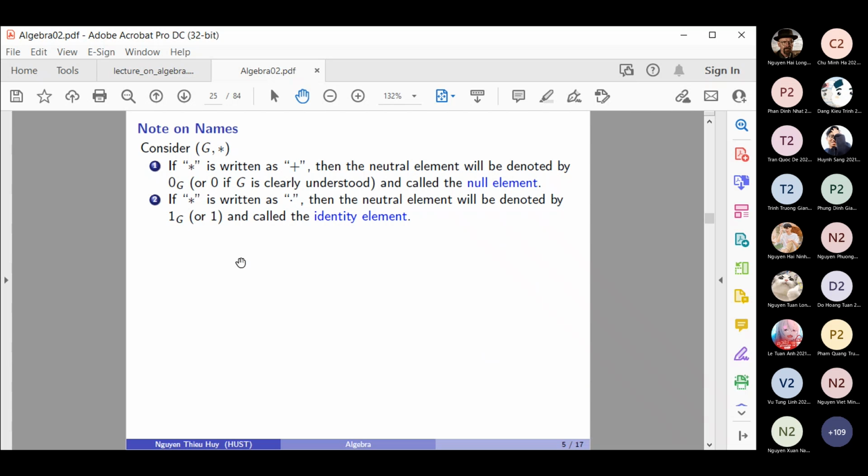Then in that case, when star is written as multiplication, the neutral element will be denoted by 1 sub G, or 1 when G is clearly understood, and we call it the identity element, right? There are many names, but every name contains identity. You can call it multiplicative identity, or identity of multiplication, or simply identity. Here again, the zero element is called simply zero, if you like.